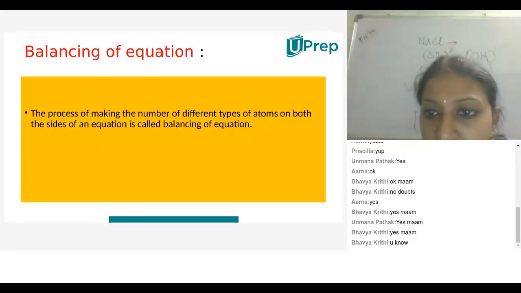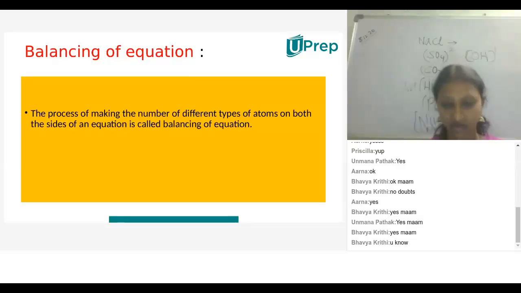According to which law, children, does this balancing of equation take place? According to the law of conservation of matter. Yes, mass can neither be created nor destroyed.